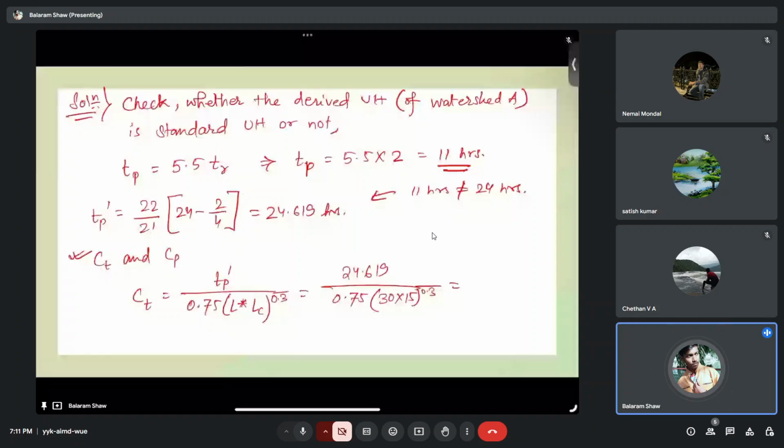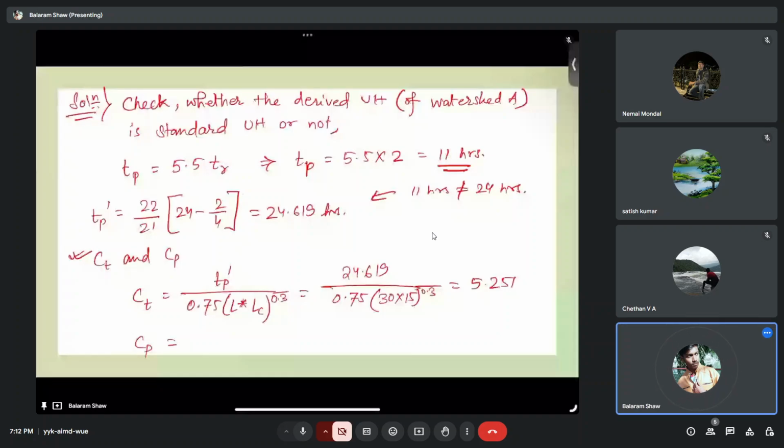We calculate CP. CP equals, how much was it? QP. The formula for CP again. Yeah, QP equals 2.78 CP by TP. So CP equals TP into QP by 2.78. So QP, how much was it? 50 meter cube per second. So 50 into 24.619 divided by 2.78.